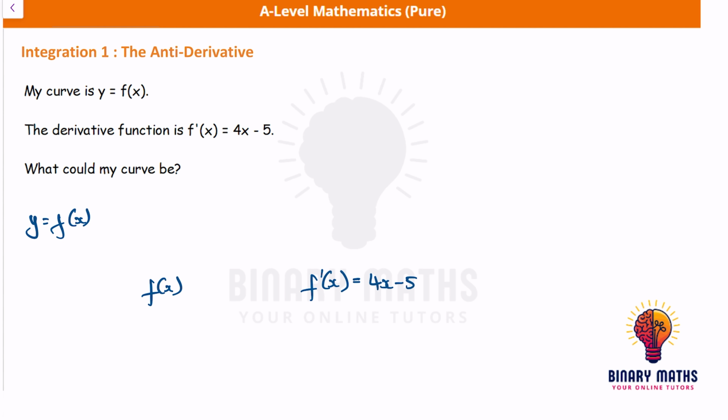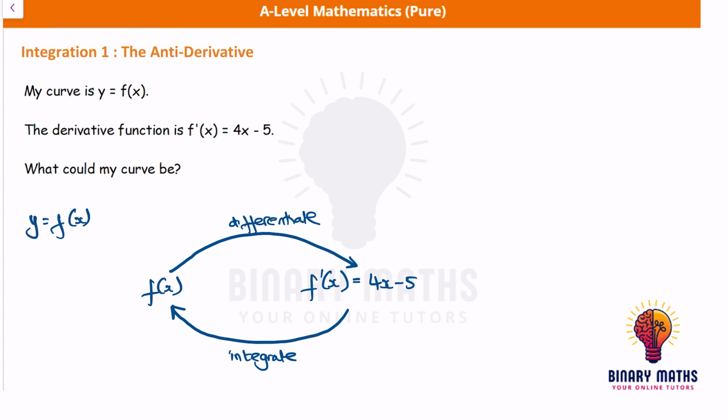So what we do know is if we differentiate f of x, then we get f dash of x, which is 4x minus 5. So what we're trying to find is what do we need to differentiate to get 4x take away 5. And this process is the opposite of differentiation, and we call it integration, or we integrate. So if we know f dash of x and we want to find f of x, we always integrate it. And in this topic today, that is the same thing as finding the antiderivative.